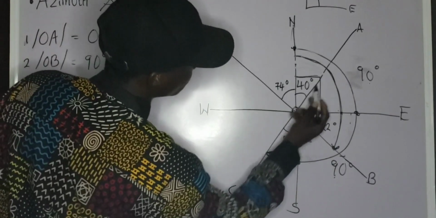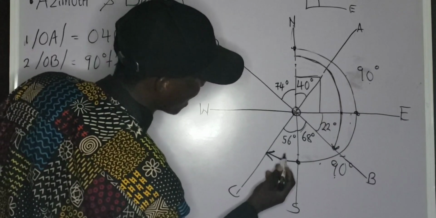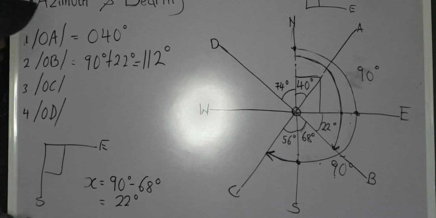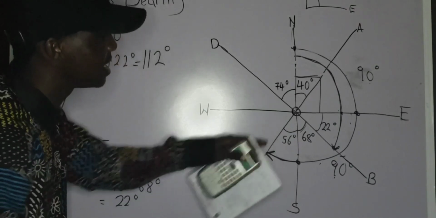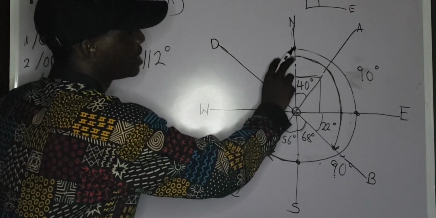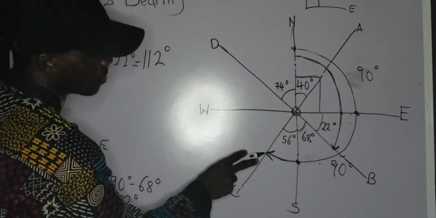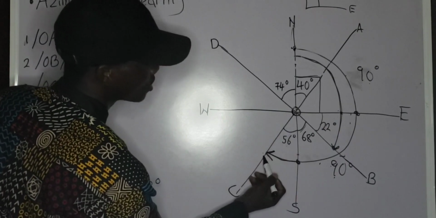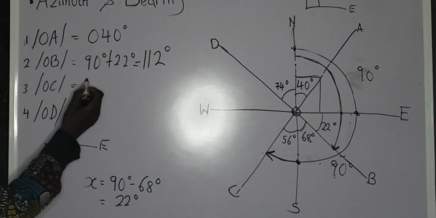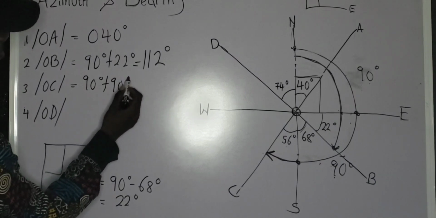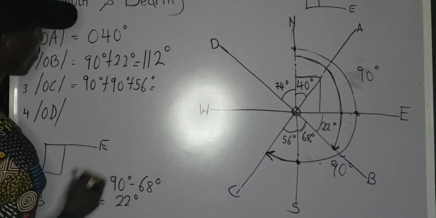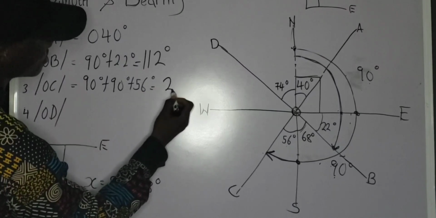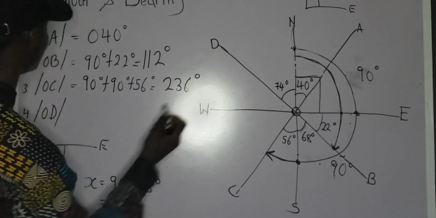Now we have gotten this angle and this angle. Now we have to add 56 degree. Do you understand the reason why we are adding 56 degree? Because the azimuth of line OC ranges from this north pole to this point. But we have already known this angle as 90 and this angle as 90. So in order to get the azimuth of line OC, I have to add 56 degree. So I'm going to have 90 degree plus 90 degree plus 56 degree. If you punch your calculator, you are going to get 236 degree. That is the azimuth of line OC.